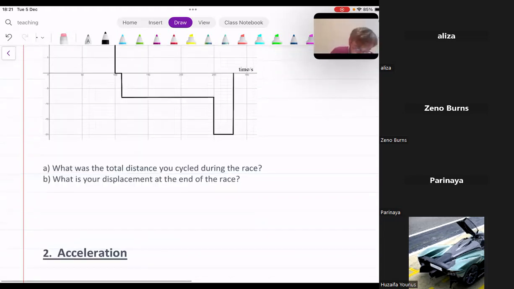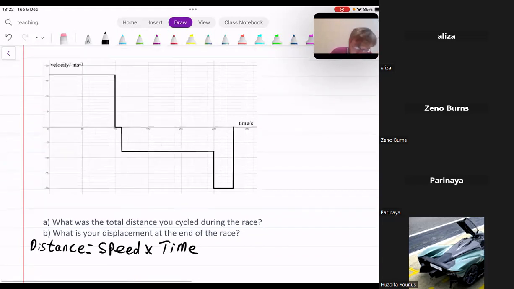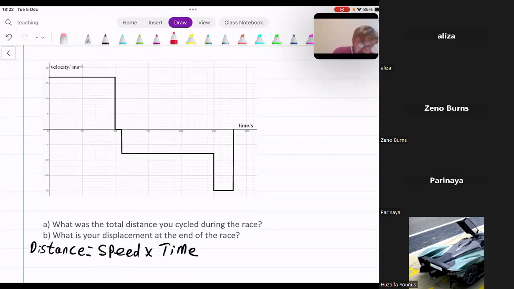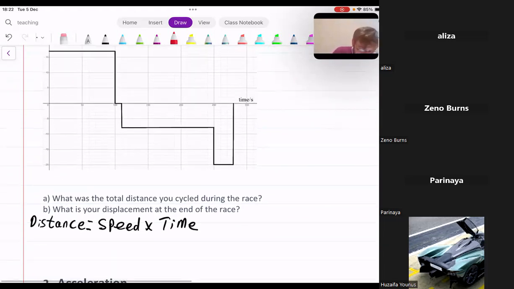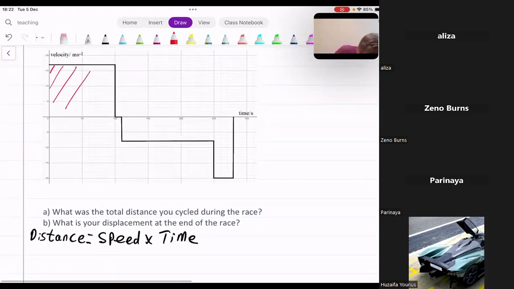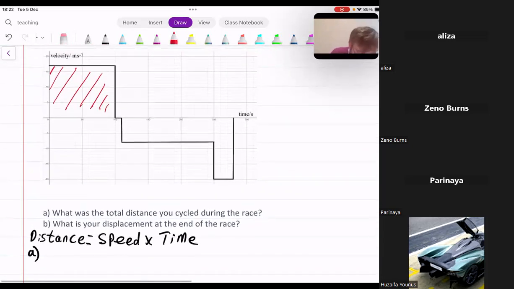So distance equals speed times time. And here we've got several different speeds we're traveling at, so we'll need to do each of those individually. So let's look at the first one, this first section here. I'll try using different colors. That might make things nicer.